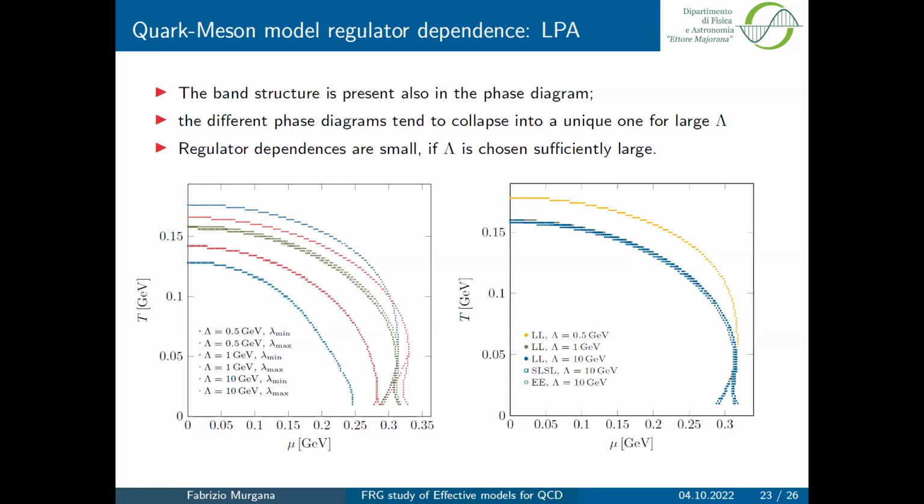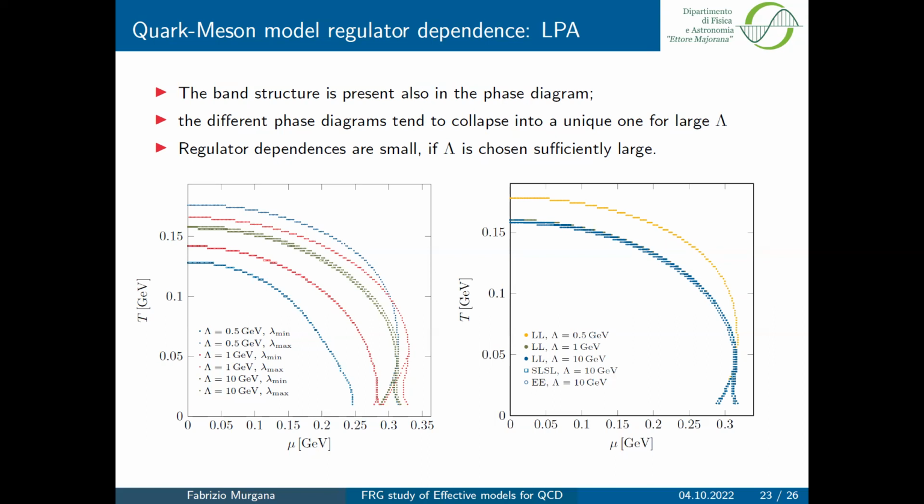And in particular, as I said, this band structure, the upper and lower bound, appears also in the phase diagram. So on the left, we're using the same regulator, but just for different cutoffs. And you see that as the m squared, the curvature mass, also the phase diagram tends to collapse into a single phase diagram. This means that basically you are getting rid of the dependence on the cutoff. So you get a large lambda independent phase diagram. So you have a phase diagram independent of the cutoff.